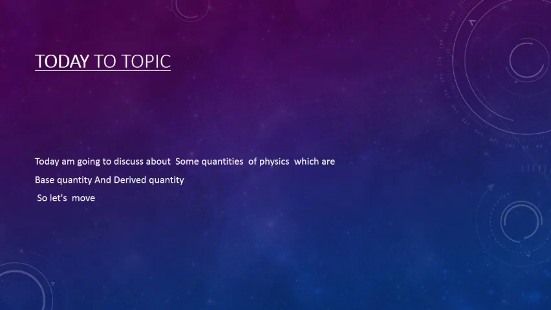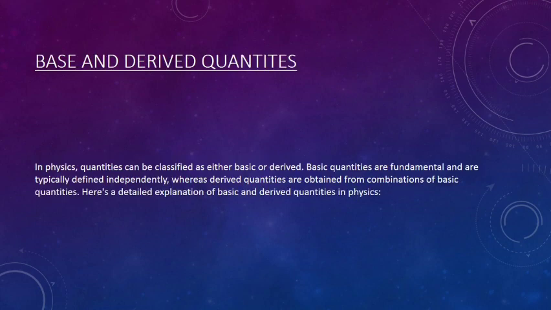Today I am going to discuss some quantities of physics, which are base quantities and derived quantities. So let's move. In physics, quantities can be classified as either basic or derived. Basic quantities are fundamental and are typically defined independently, whereas derived quantities are obtained from a combination of basic quantities. Here's a detailed explanation of basic and derived quantities in physics.